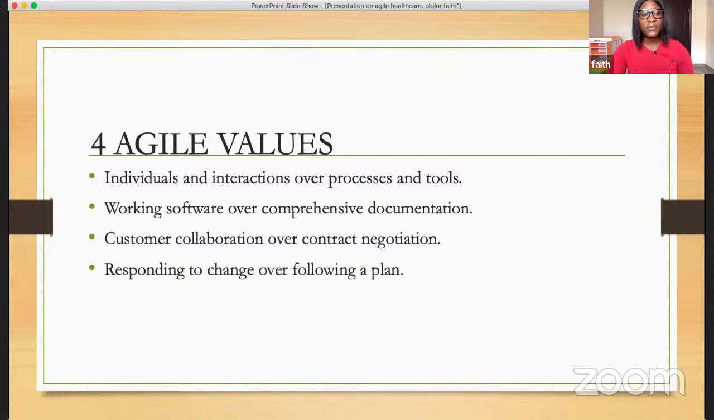So the last is responding to change over plan, which I stated earlier when I was talking about innovation. In this case, you should be open to changes, not just following the plan. Your client obviously will want you to add some things or remove some things, so you should be open to it, not just sticking your mind to the initial plan that was brought.